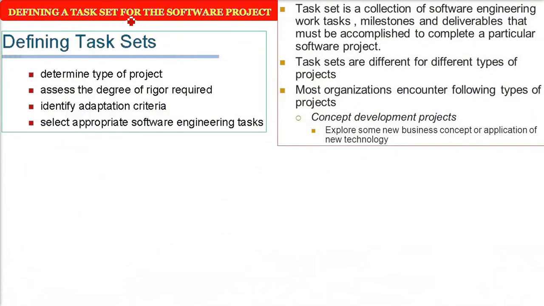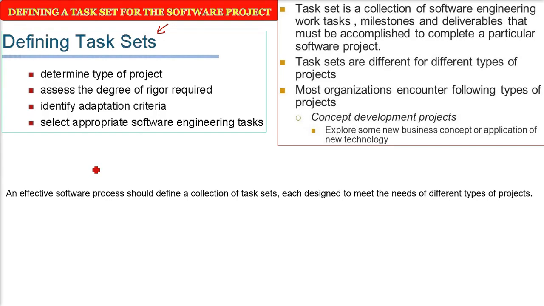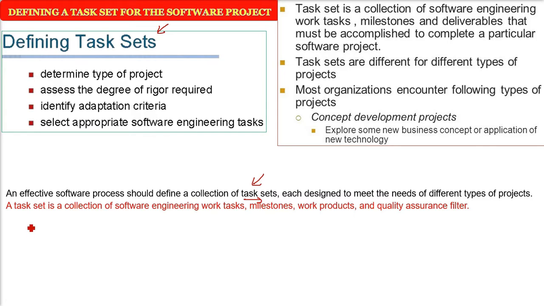Defining a task set for the software project. Now, for any work to be scheduled, the work has to be compartmentalized, given time, and properly arranged so that it can be tracked and controlled. So an effective software process should define a collection of task sets. A task set means a set containing various tasks, each designed to meet the needs of different types of projects, because projects can be of different types.